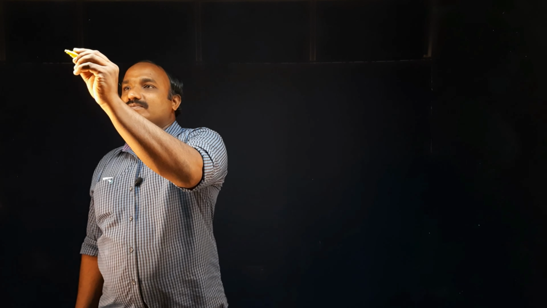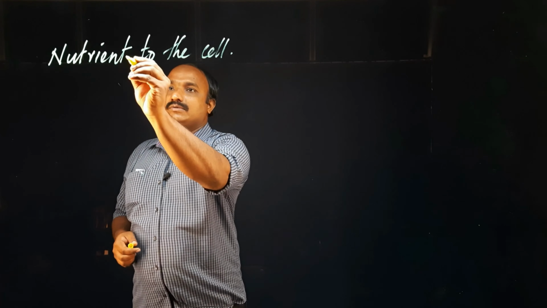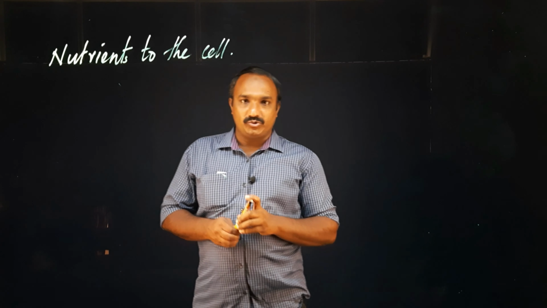Each and every cell should get the nutrients and oxygen through the blood. So from the blood, how is it able to get into the cell? Okay, so we can start today's part: nutrients into the cell.